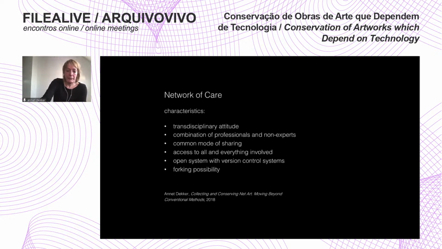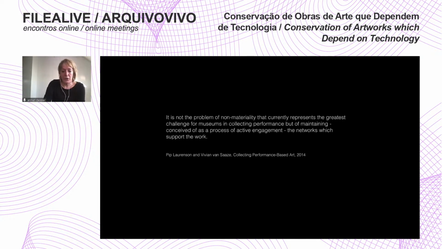Now, interestingly, this social aspect of such a network is recognized more broadly, as mentioned here by Pip Laurenson and Vivian van Saaze, part of the Tate network. It's not the problem of non-materiality that currently represents the greatest challenge for museums in collecting performance, but of maintaining, conceived of as a process of active engagement, the networks which support the work.